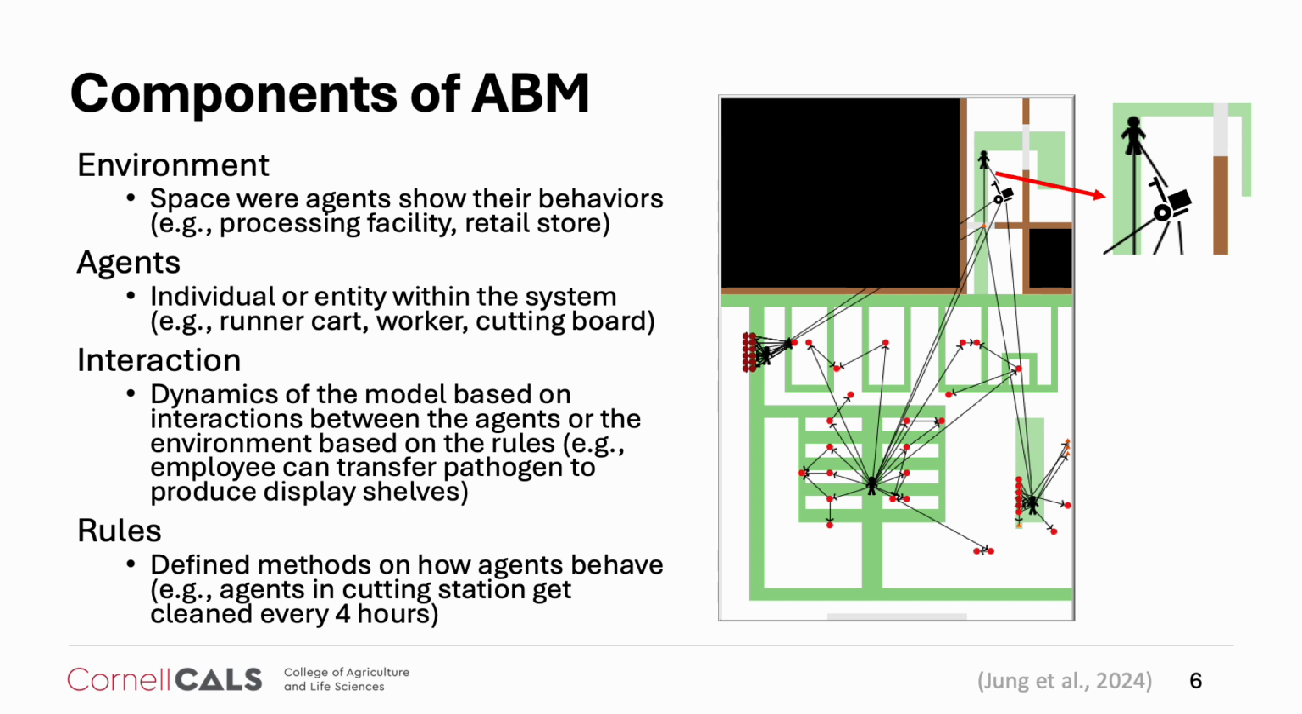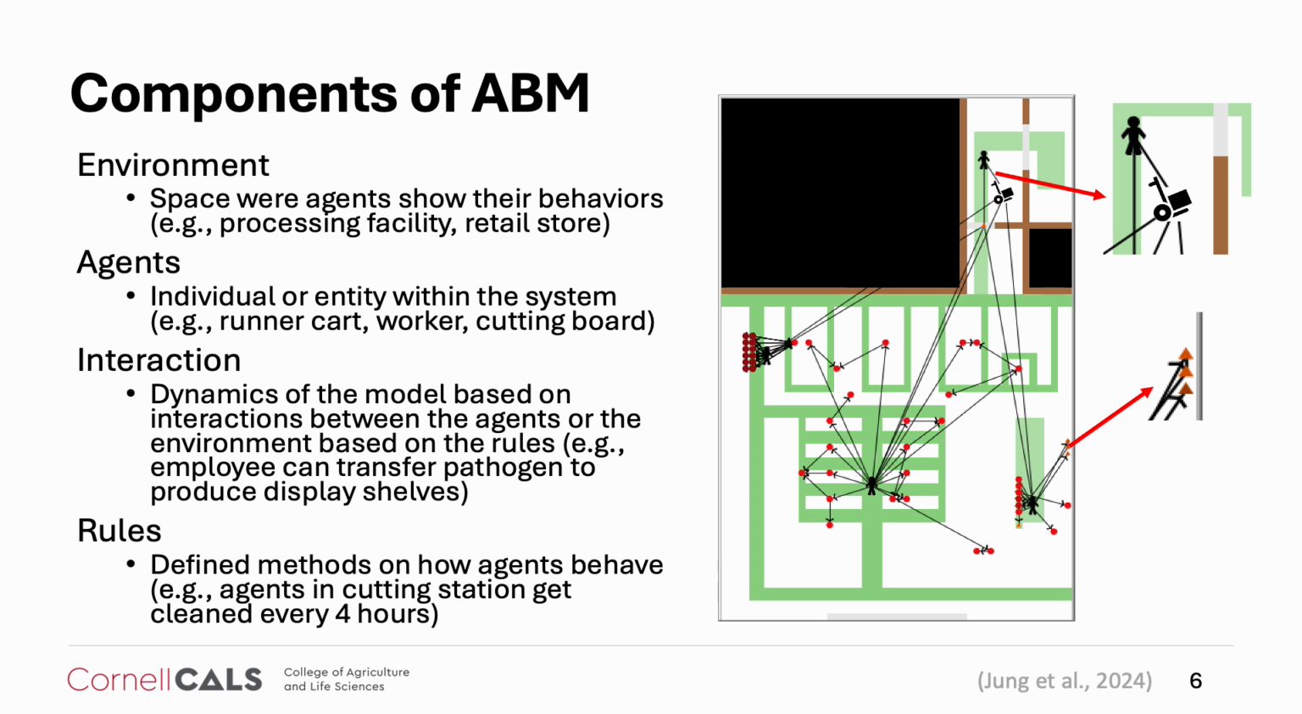Here, you see a human figure and a cart figure. The human figure here would represent an employee that specifically works in the storage area, and the cart figure would represent a runner cart that an employee used to distribute produce across the produce section of their retail store.